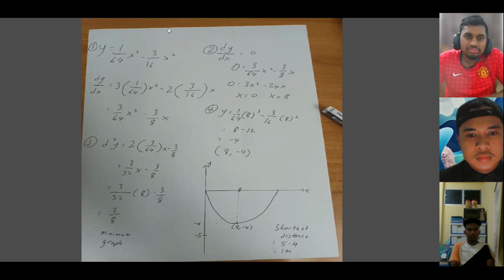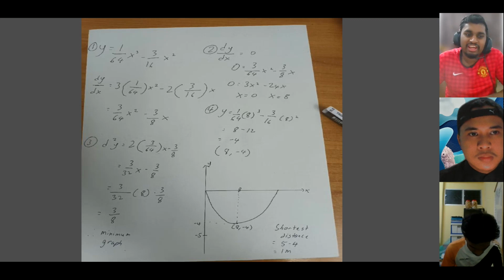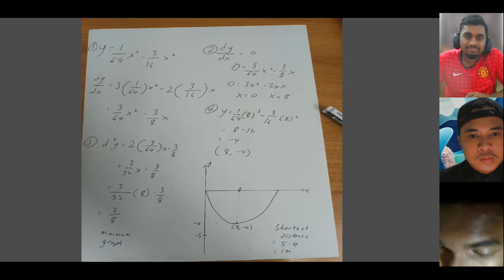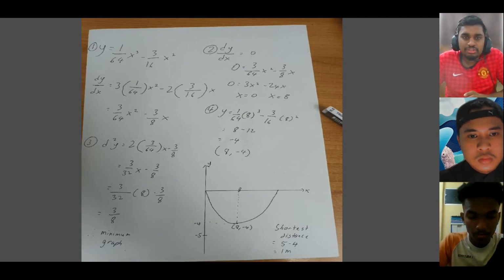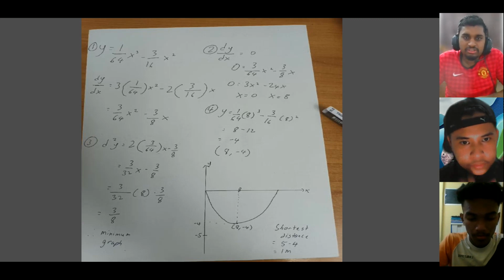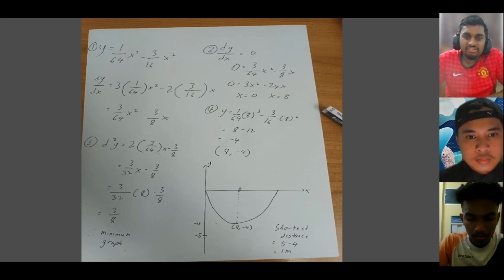This is the solution. The equation is y equals 1/64 x^3 minus 3/16 x^2. So we differentiate this equation, which gives us 3/64 x^2 minus 3/8 x. Once we get this, we are going to find the x value. As we know, dy/dx is equal to 0, because either way, be it minimum or maximum on the graph, dy/dx is 0. So we put 0 as dy/dx, and then we get x equals 0 and x equals 8.